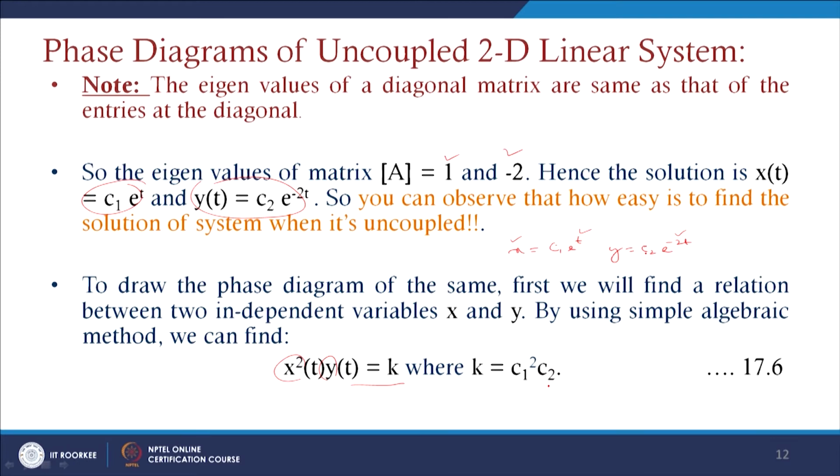And if you just take the square of this function, it can be written as c1 squared e to the power 2t. And since y equals c2 e to the power minus 2t, we can establish this relationship x squared into y, because the exponents 2t and minus 2t cancel. Since c1 and c2 are constants, if we take this constant as c1 squared and c2, then we can write it as capital K here.